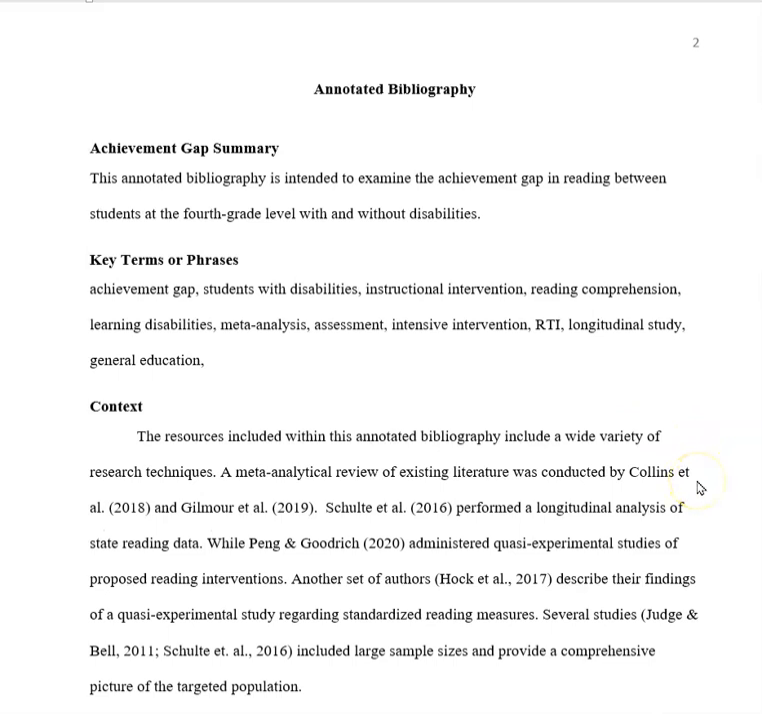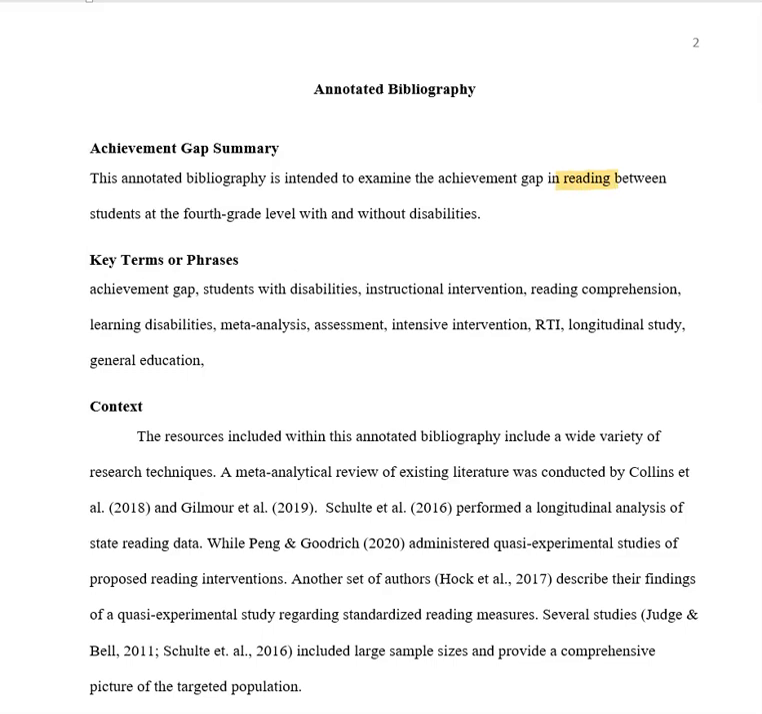Now, the annotated bibliography has a certain format that is customary, and we'll follow that here. There are a few added sections that the assignment requires, so please notice that. First of all, the achievement gap summary is just your achievement gap statement. This annotated bibliography is intended to examine the achievement gap in reading.